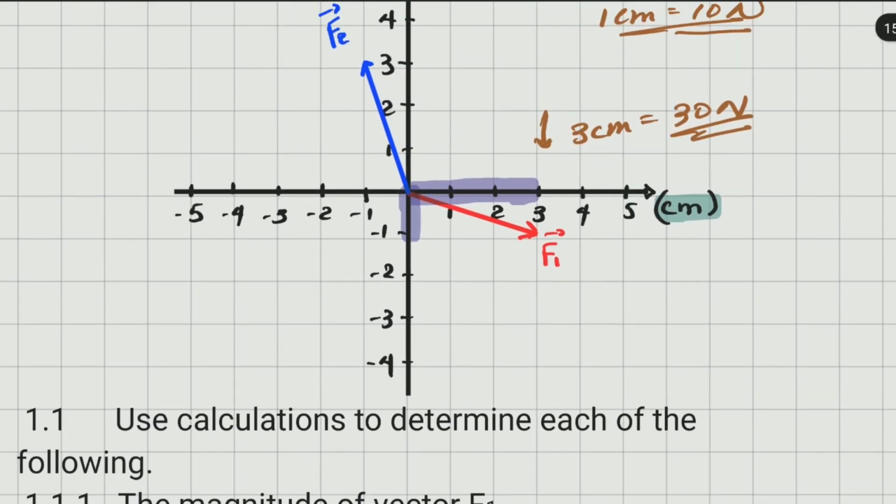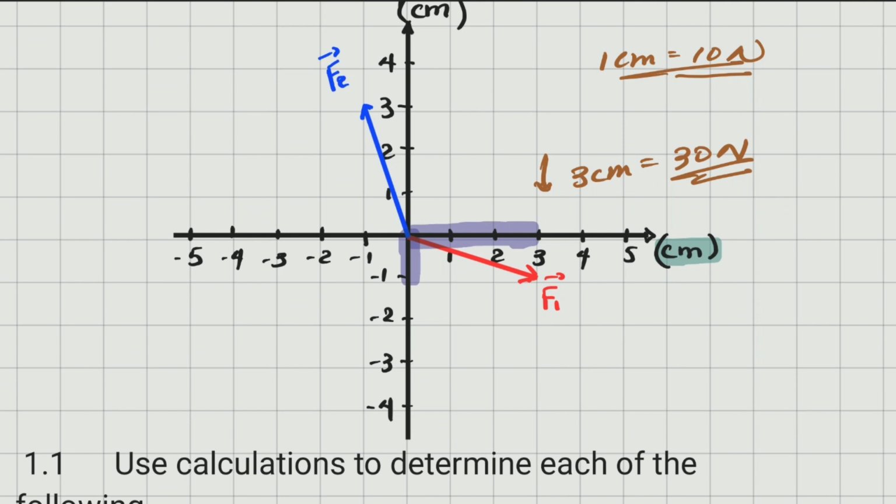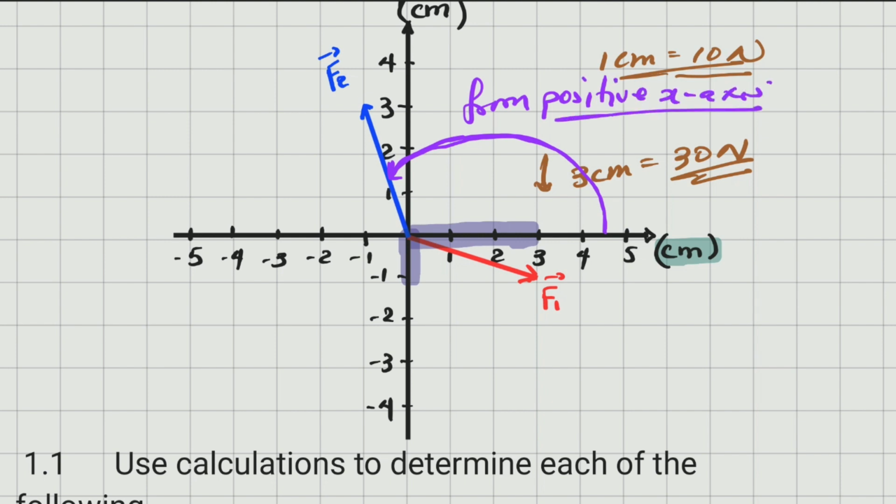Now, from the positive x-axis, how are we measuring direction from the positive x-axis? Well, you are going to count anti-clockwise from x in this direction. So this is the direction that they want us to get. This is the direction from the positive x-axis. So how do we get that one?